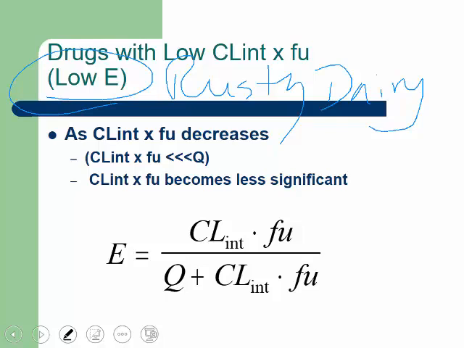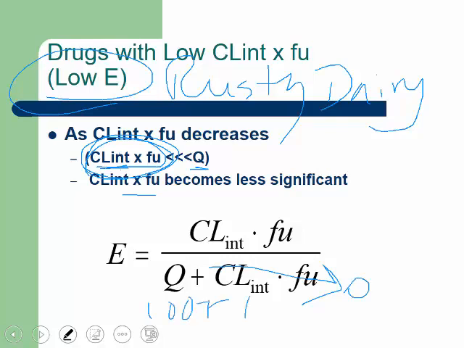So here, Q is not the rate limiting step, but the intrinsic clearance, the intrinsic ability of the drug to be cleared, is what the rate limiting step is. So clearance times fraction unbound will fall out of our equation, because this is like 100 plus 1. It's the other way this time, right? So this falls out of the equation. And our extraction ratio becomes dependent upon intrinsic clearance times fraction unbound all over Q. Can you read my writing at all?